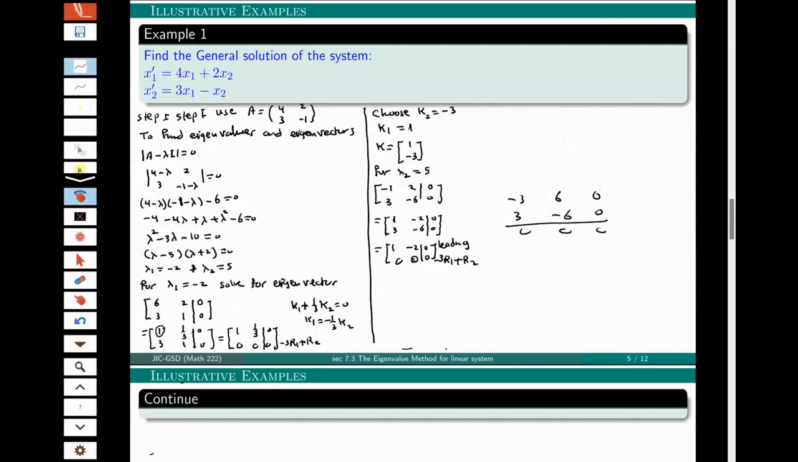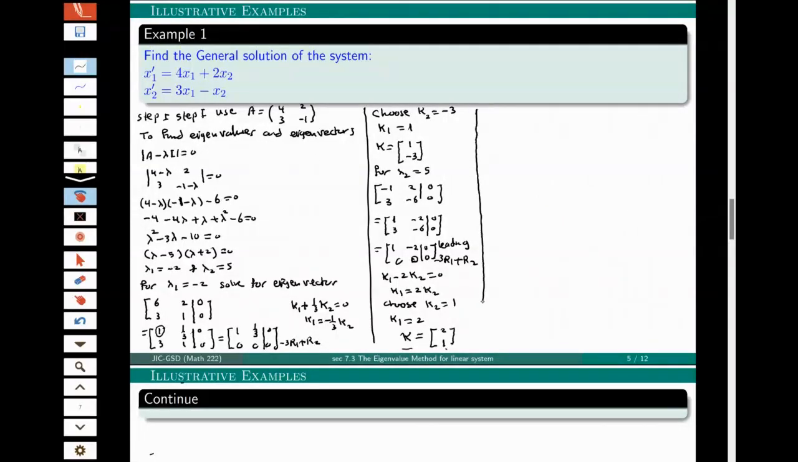I will get the whole row is 0. So I will have k1 minus 2k2 is equal to 0, which means k1 is 2k2. So choose k2 to be 1, k1 will become 2. So our eigenvector will become k1 is 2, k2 is 1. Okay, now we have an eigenvalue and an eigenvector.